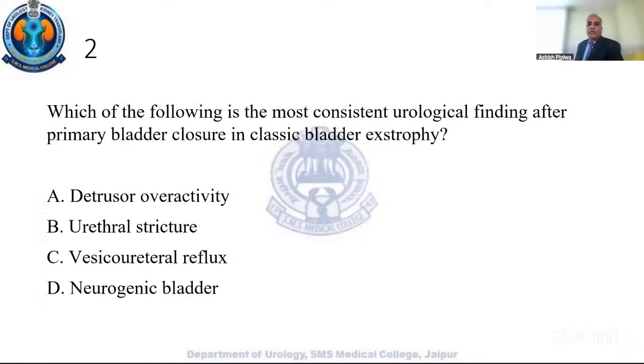So which of the following is the most consistent urological finding after primary bladder closure in classic bladder exstrophy? Detrusor overactivity, urethral stricture, vesicoureteral reflux, neurogenic bladder. So we all know VUR is 100%, right? So that's the commonest. As you said about the detrusor overactivity, neurogenic bladder, that usually will not appear if the patient has an extrophy bladder, right? So once the bladder gets closed, then there could be some features of detrusor overactivity, or other variants sometimes may have, or a simple epispadias may have detrusor overactivity.